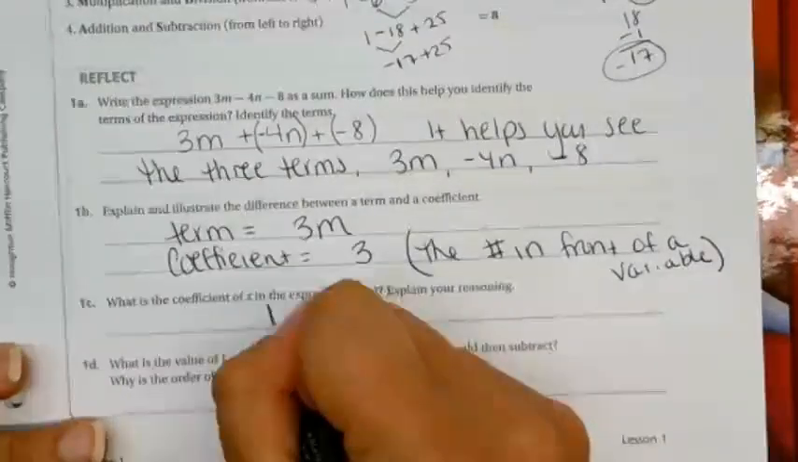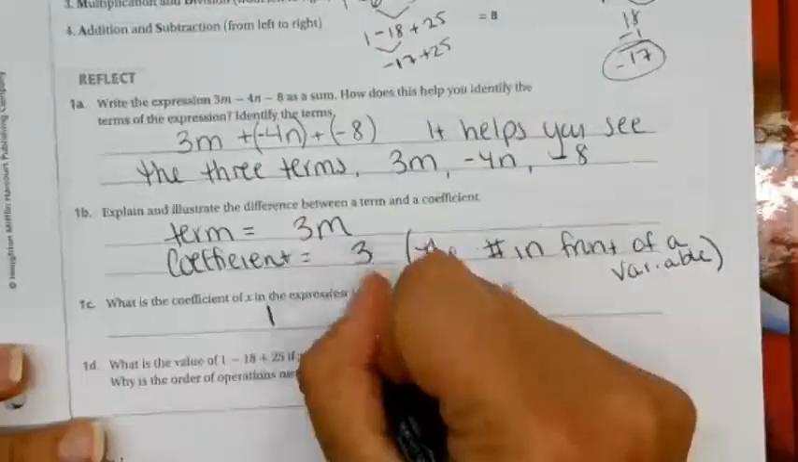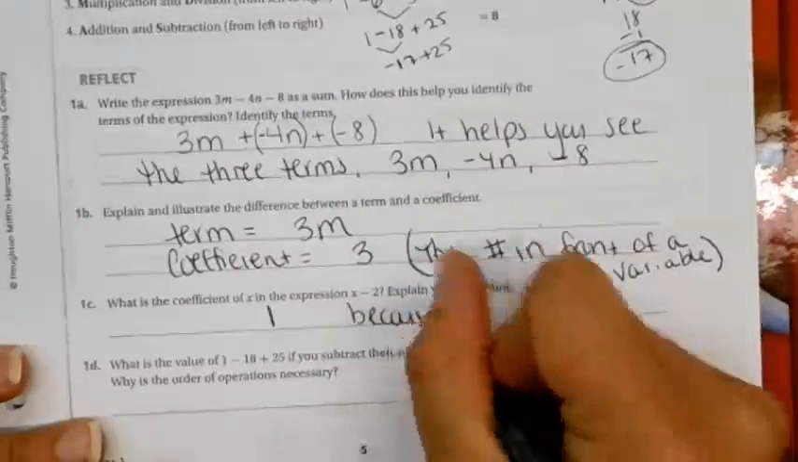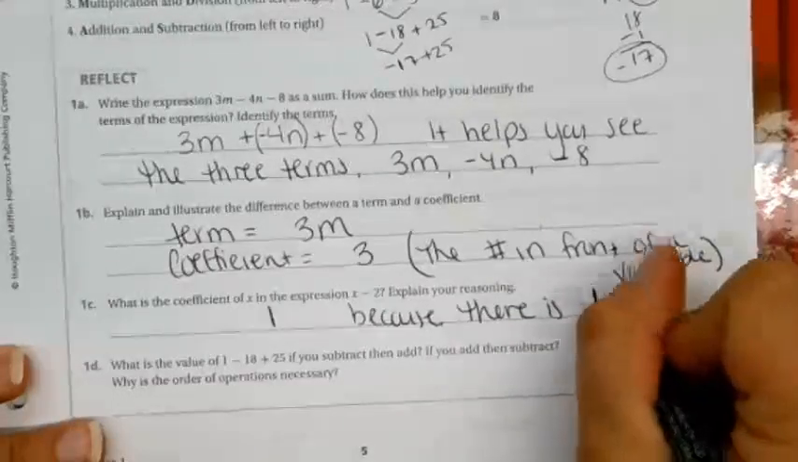What is the coefficient of x in the expression x minus 2? What's in front of that x? If there's nothing there, how many x's are there? 1, just 1. So the coefficient is 1. Because there is 1 x, right? You don't have to write the 1.